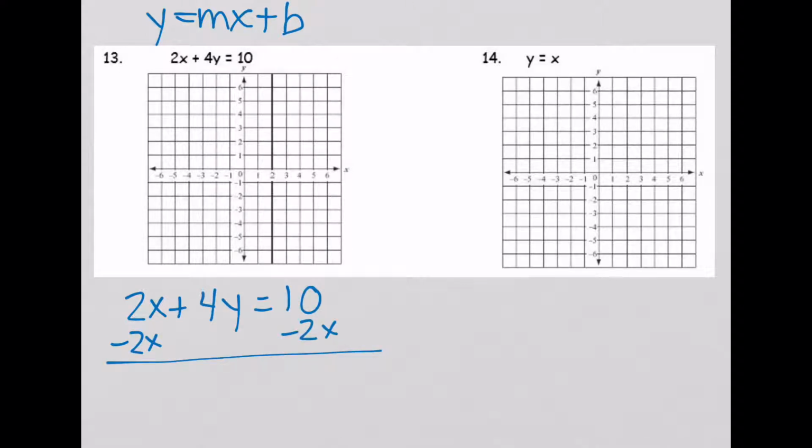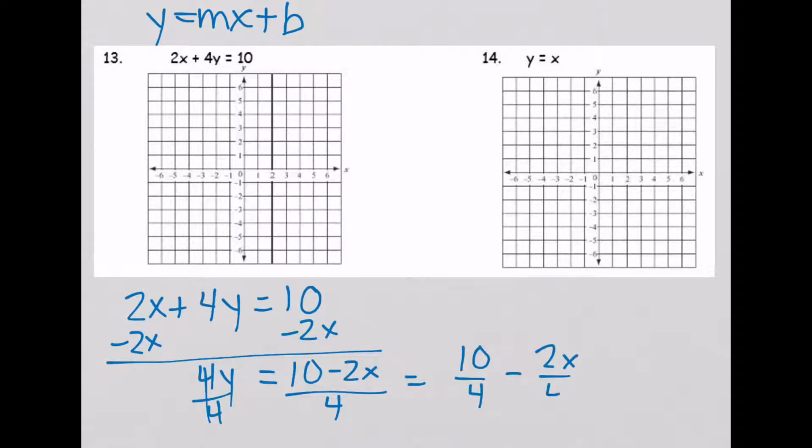Well, what's 10 minus 2x? Trick question. It's 10 minus 2x. So I have 4y equals 10 minus 2x. I still need y by itself. I'm going to divide everything by 4. You could just say y equals 10 minus 2x all divided by 4. But what would be better is if you said 10 divided by 4 minus 2x divided by 4.